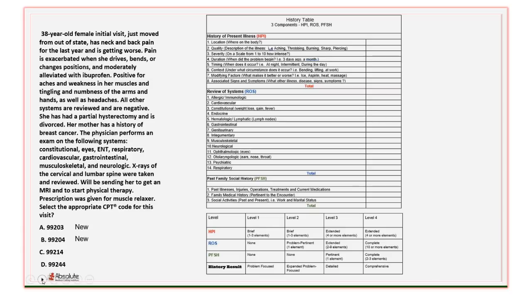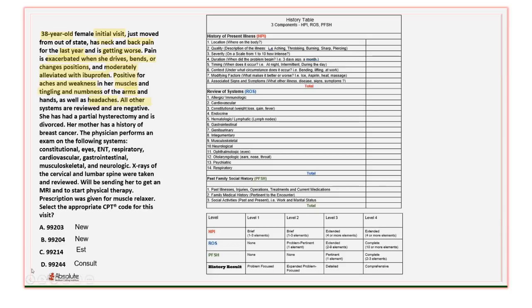So my keywords here, I have 38-year-old, initial visit, neck, back pain, last year, getting worse, exacerbated when she drives, bends, changes positions, moderately alleviated with ibuprofen, positive, aches and weakness, muscles, tingling and numbness, arms and hands, headaches.